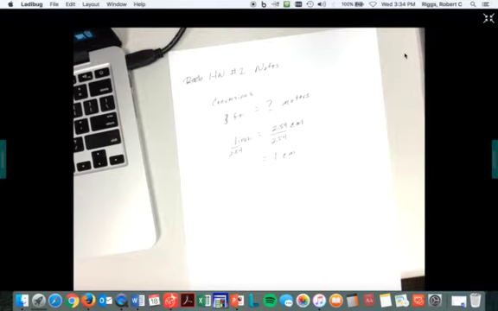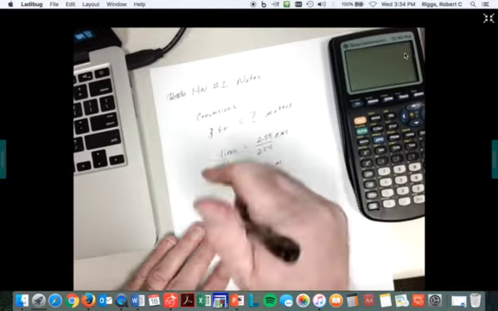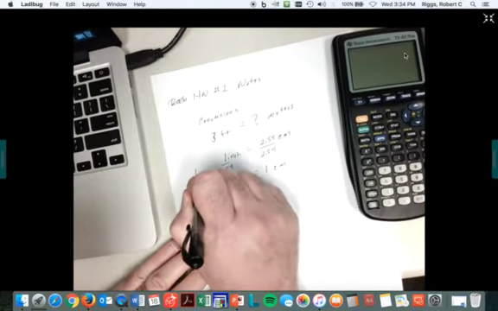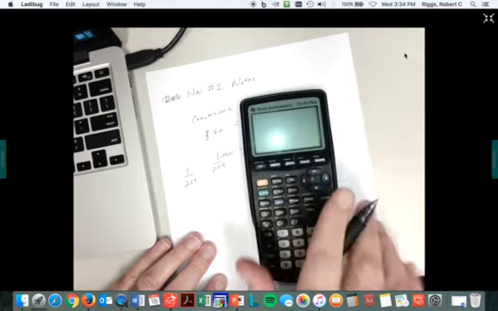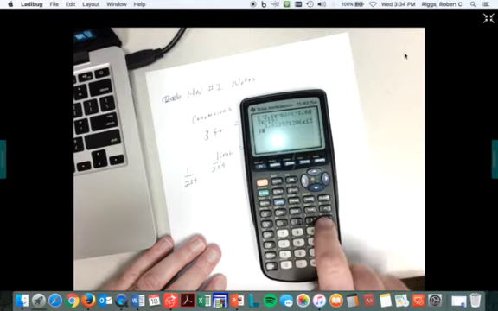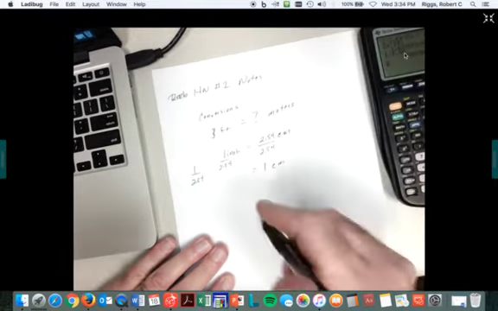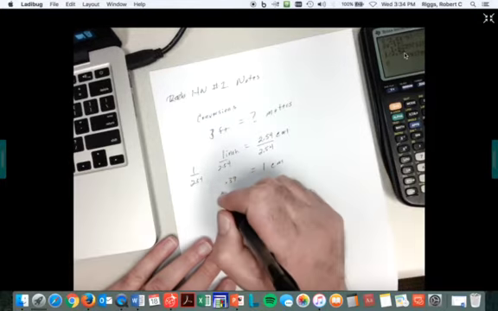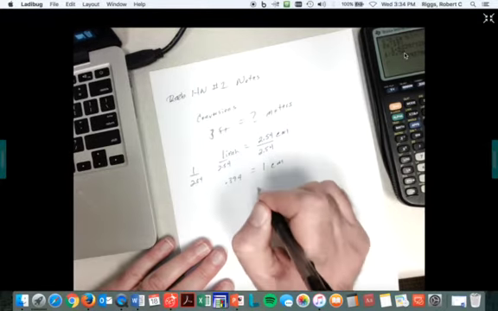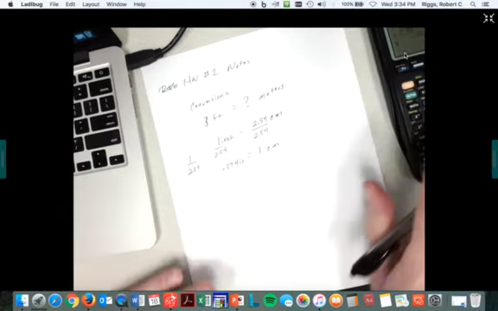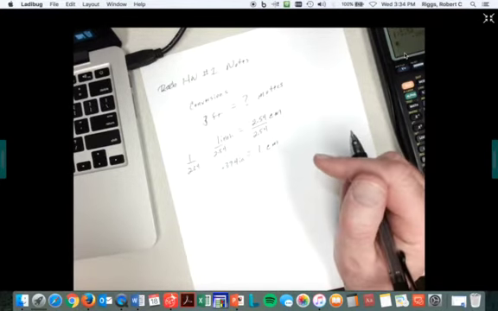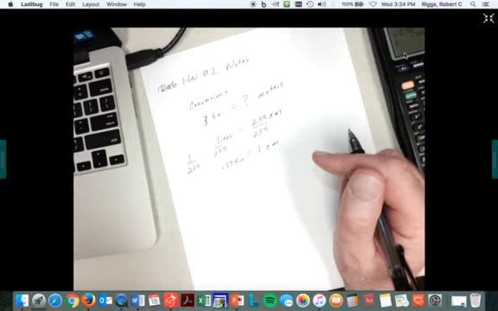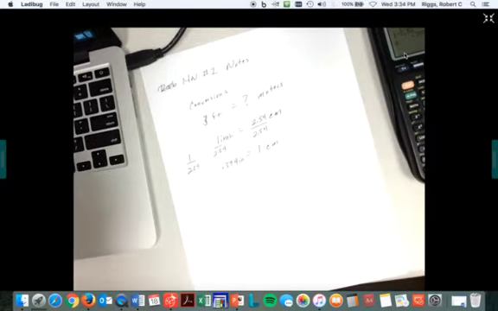Oh my goodness, I forgot to have my calculator out. Sorry. Let me go get my calculator. So basically what I'm doing is 1 divided by 2.54, because I had to divide both sides by 2.54. Then I'll show you the real easy way to do it. 1 divided by 2.54 is equal to 0.394 inches. Okay, 0.394 inches. Well, I'm doing it completely backwards from what we're trying to do.